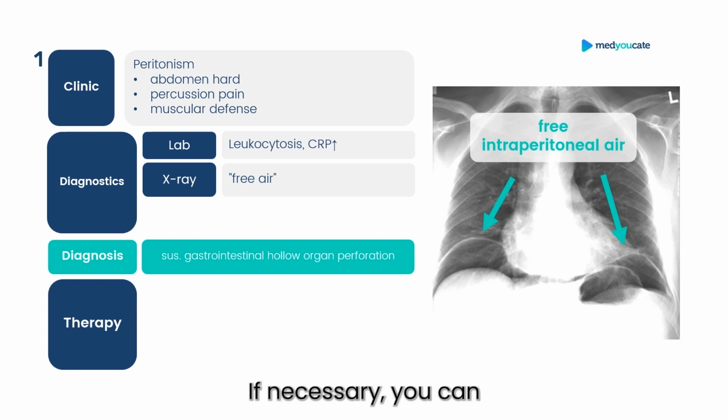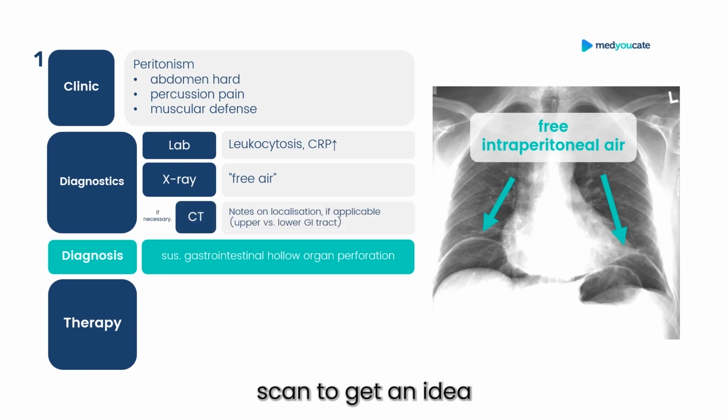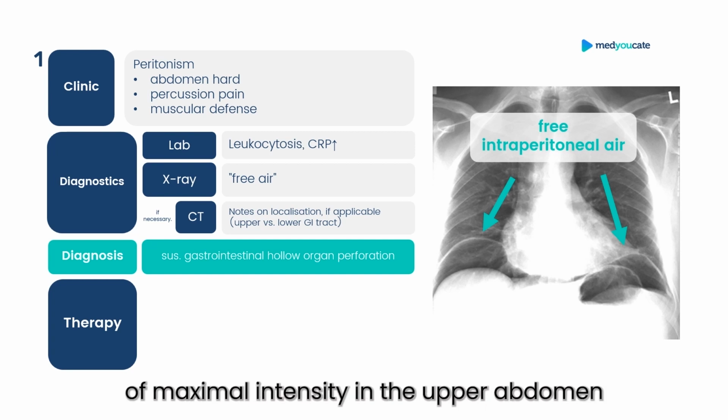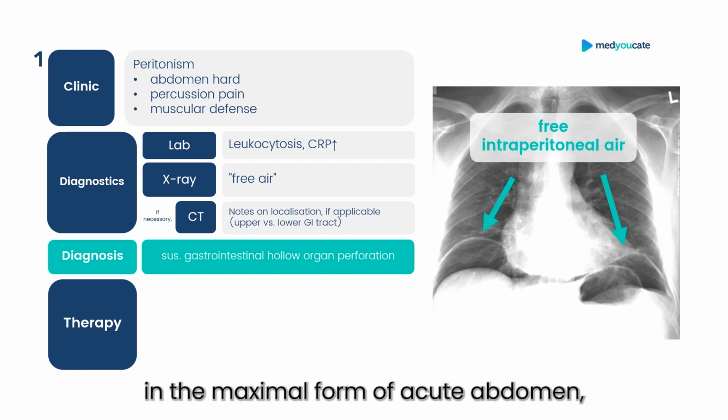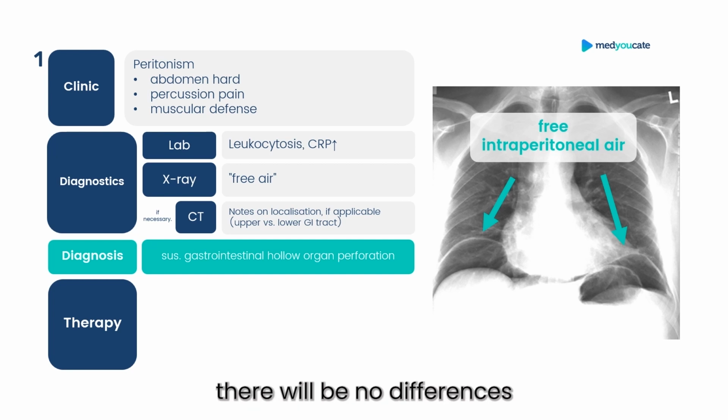If necessary, you can then do a computed tomography scan to get an idea of the location of the perforation, if you haven't already found that clinically. It is possible that in the case of a gastric ulcer, the symptoms have their point of maximal intensity in the upper abdomen, and in the case of a perforated sigmoid diverticulitis, the pain is found in the left lower abdomen. However, in the maximal form of acute abdomen, there will be no differences, and pain is everywhere, so that it may not be detected clinically.